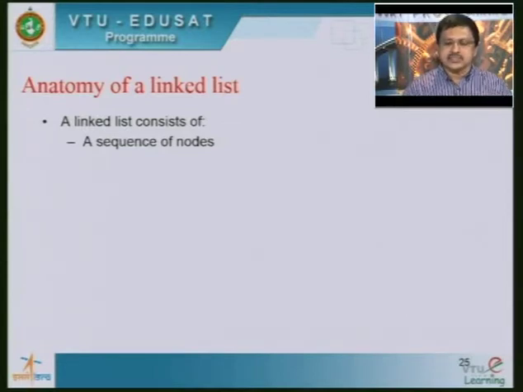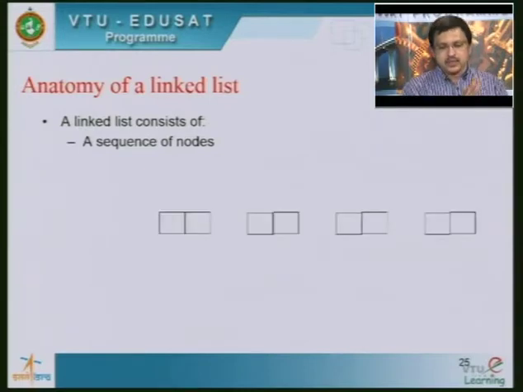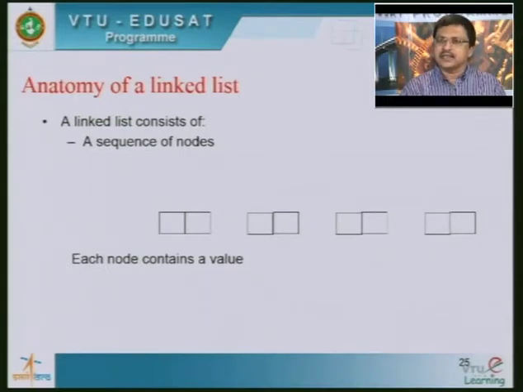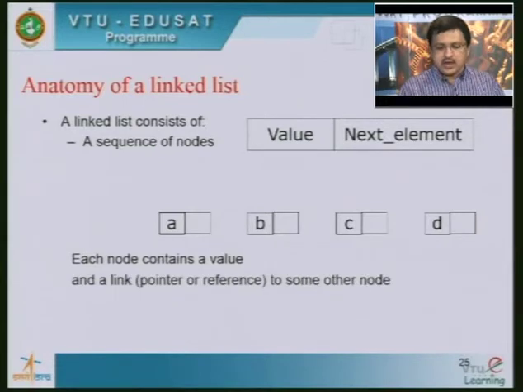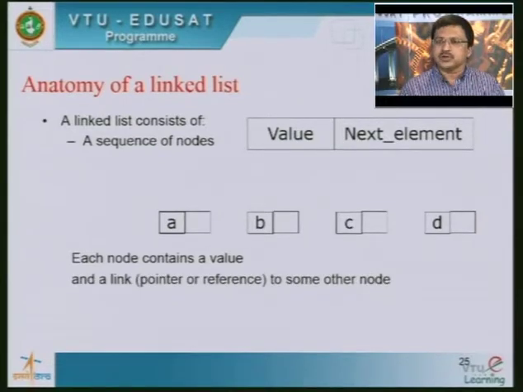A linked list consists of a sequence of nodes. We are introducing something called a node. Each node contains a value and what we call the next element. A, B, C, D are the values, and there is a link or pointer to the next node.